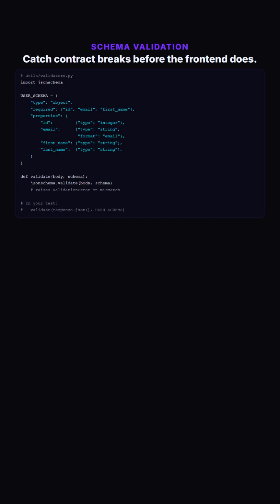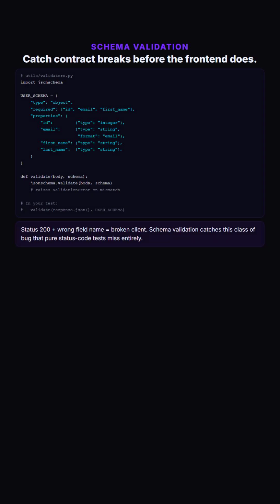Schema validation is a technique that most QA engineers skip and then encounter the consequences of later. The problem it solves is this: APIs can change in ways that break consumers without changing the status code. A field can be renamed. A field can change from a string to an integer. A required field can become nullable. A nested object can be restructured. All of these changes leave the status code at 200 and break the client silently. Schema validation catches all of them automatically.